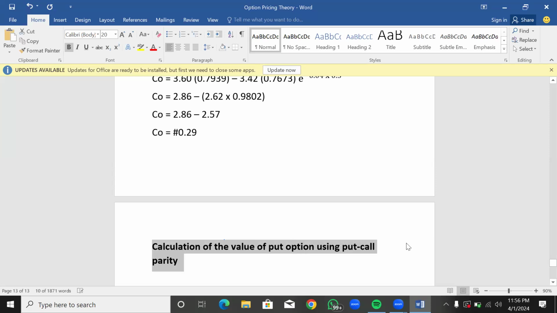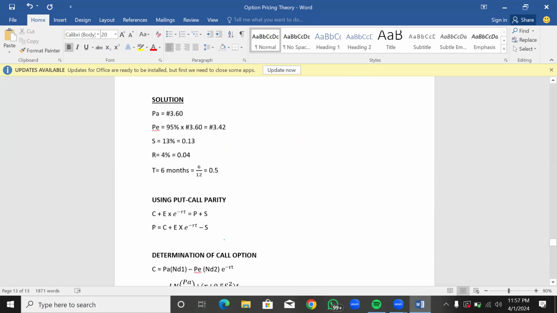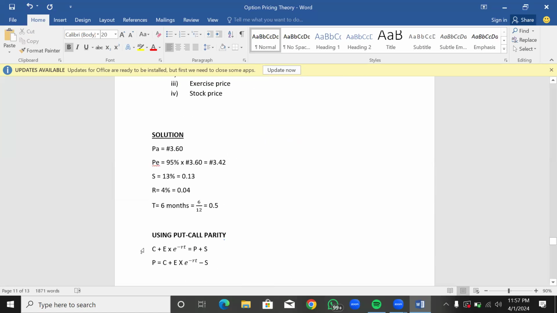Let me just go and copy that formula from up. All I want to be doing now is copying. Put score parity. Okay.